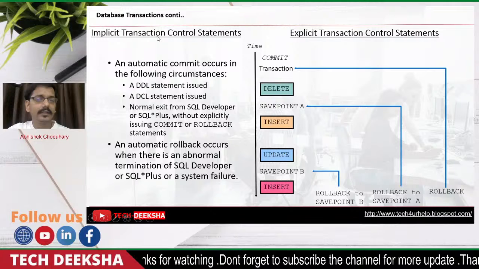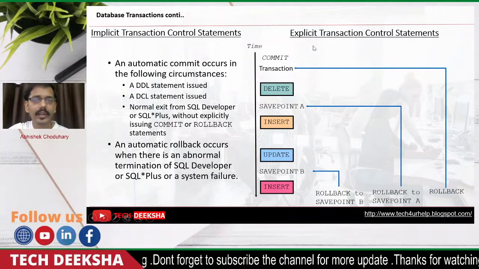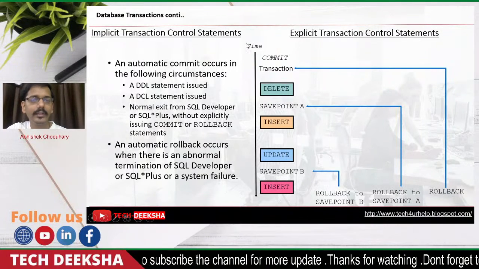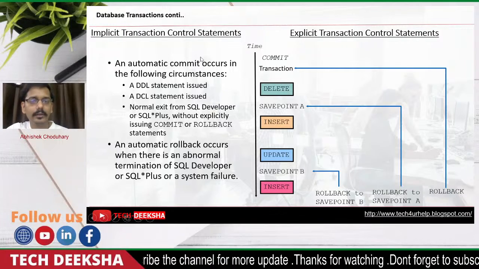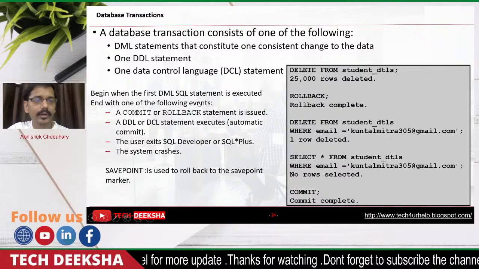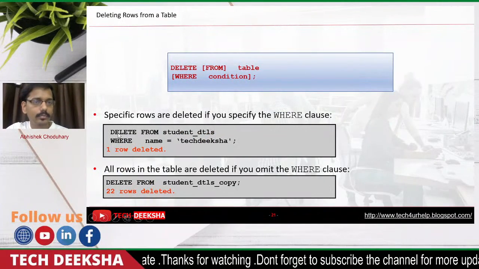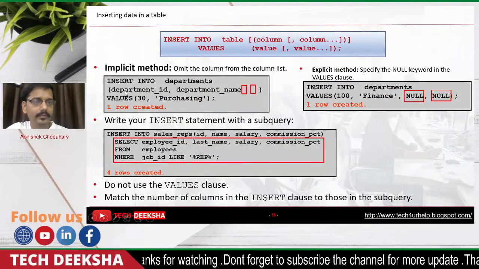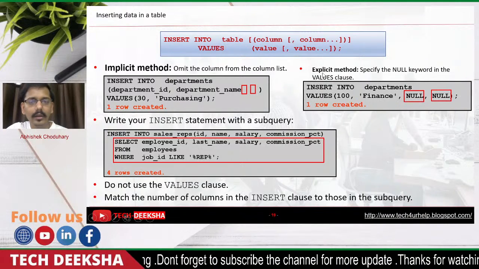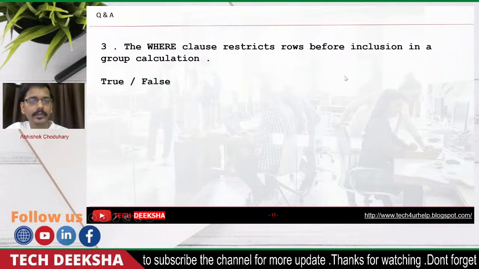Transactions are basically of two types, right? One is implicit transaction and the other is explicit transaction. The way we learned in the previous session about the different types of insert statement and update statement, there also we saw implicit and explicit methods. In the same way, in your transaction also there are two methods, right?